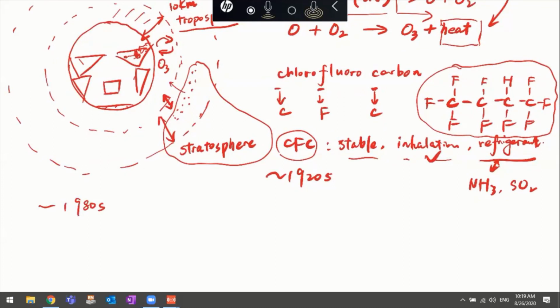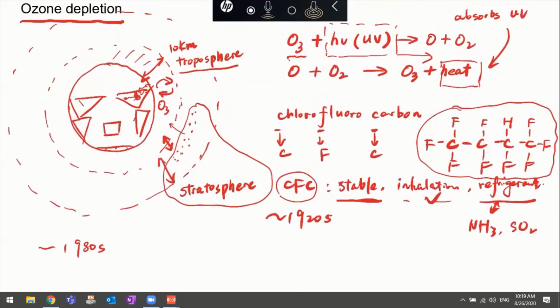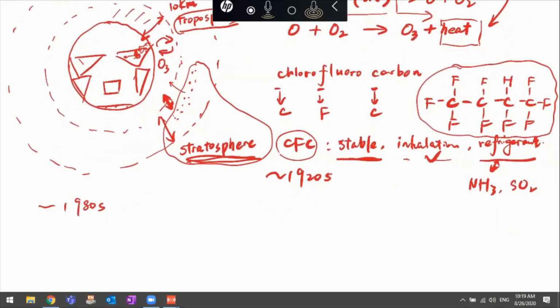But then around the 1980s, people started to realize something is bad with the CFC, okay? So what happens is that when we say it's stable in the atmosphere, we're just saying that it's stable in the troposphere. That's where people live. But once the CFC concentration builds up in the atmosphere, some of it can leak into the stratosphere. And inside the stratosphere, the CFC is very unstable. Okay? So it's going to react with the ozone.